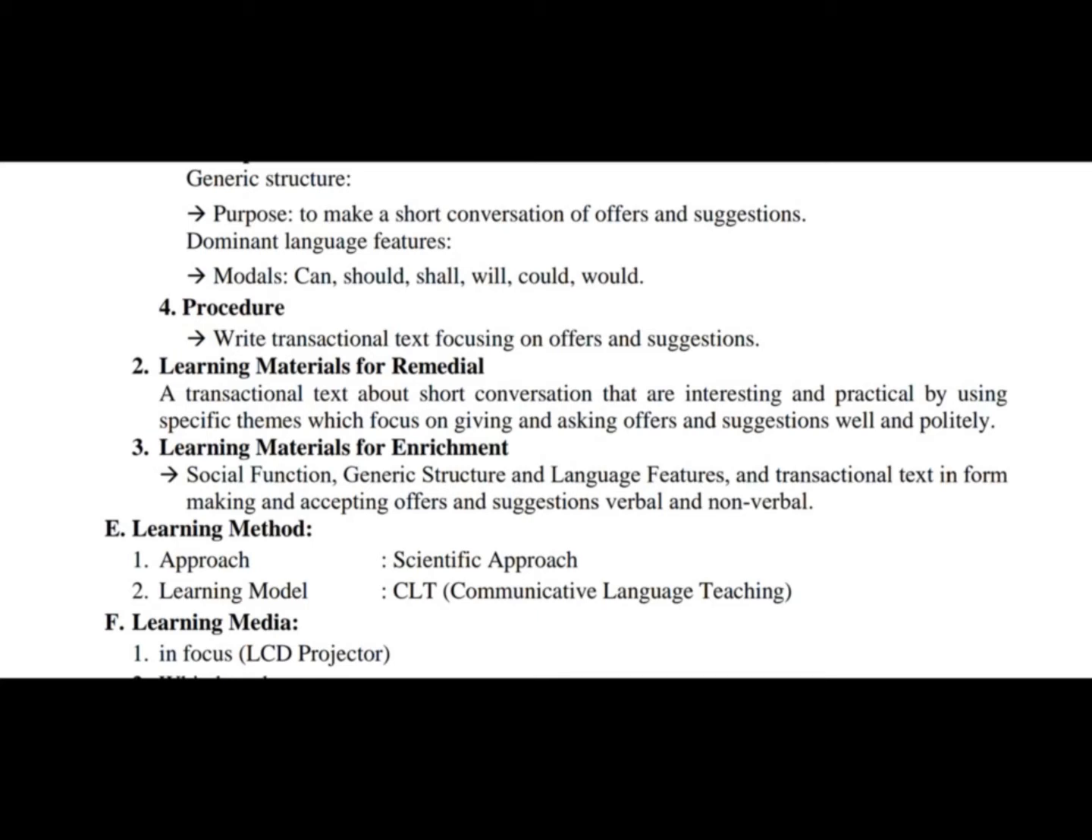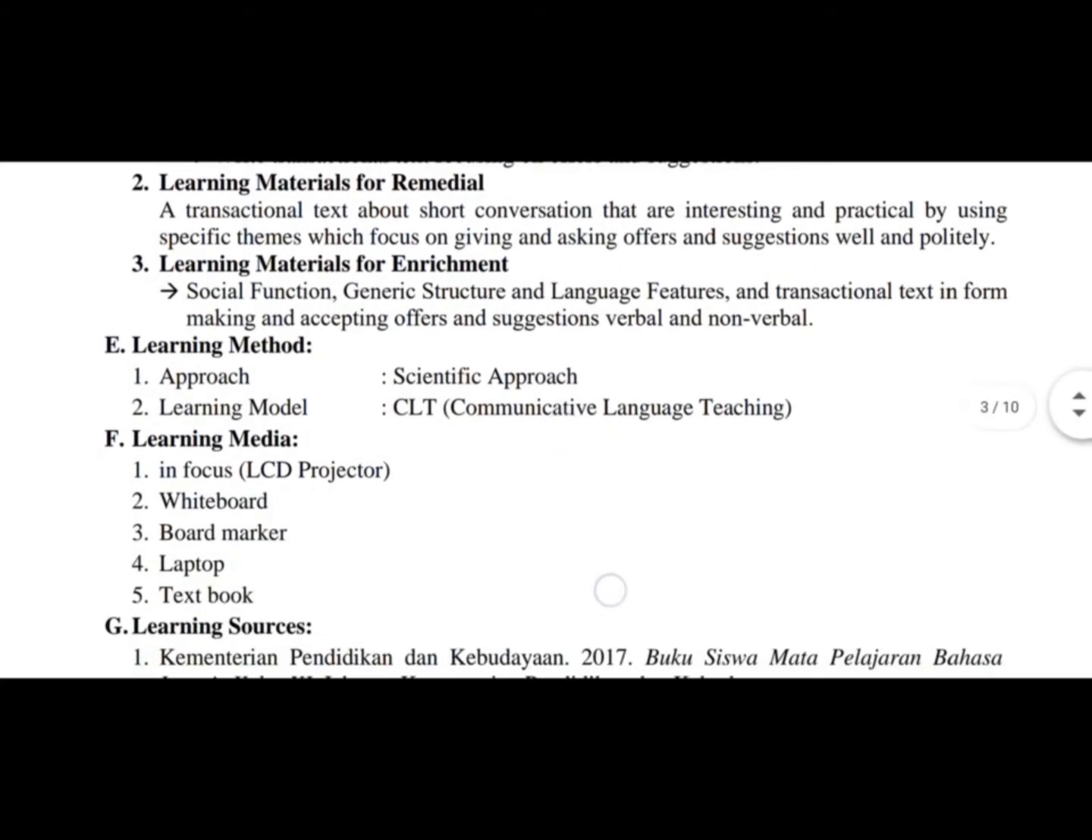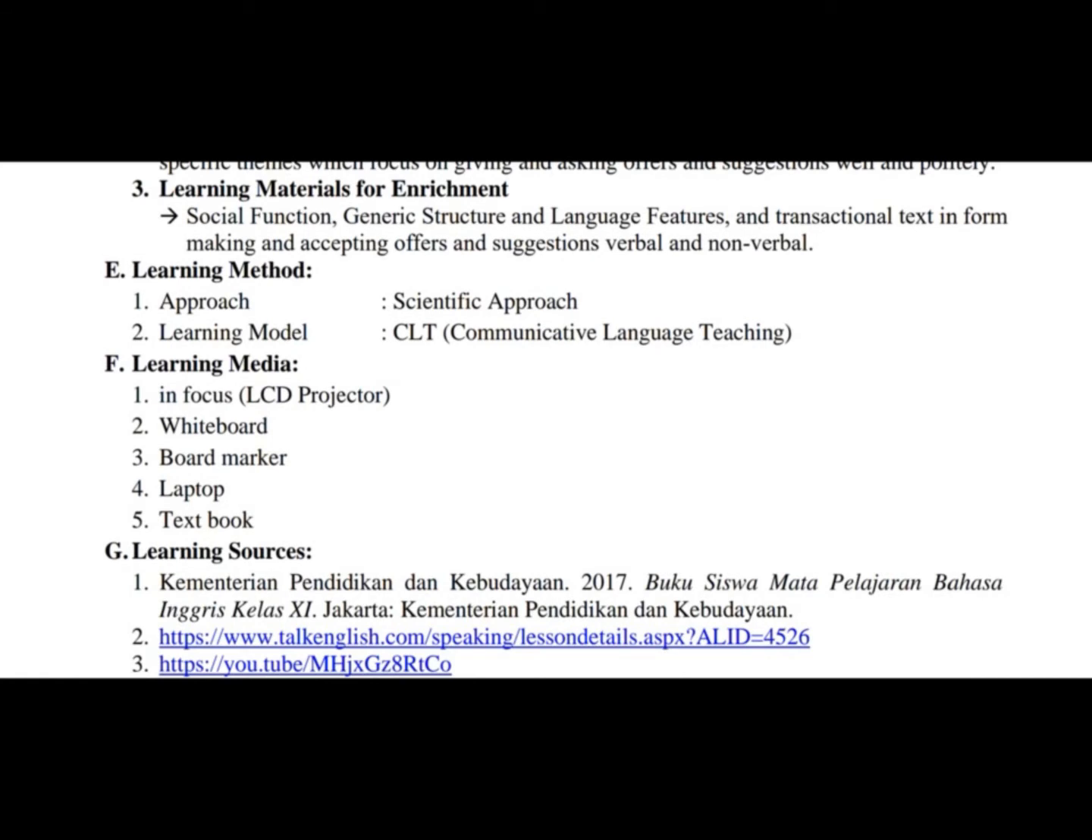And move to the learning materials for remedial: a transactional text about short conversations that are interesting and practical, by using specific themes which focus on giving and asking offers and suggestions well and politely. Move to the learning materials for enrichment: social function, generic structure and language features, and transactional text in the form of making and accepting offers and suggestions, verbal and nonverbal. Learning method: approach is scientific approach, and learning model is CLT, or communicative language teaching.